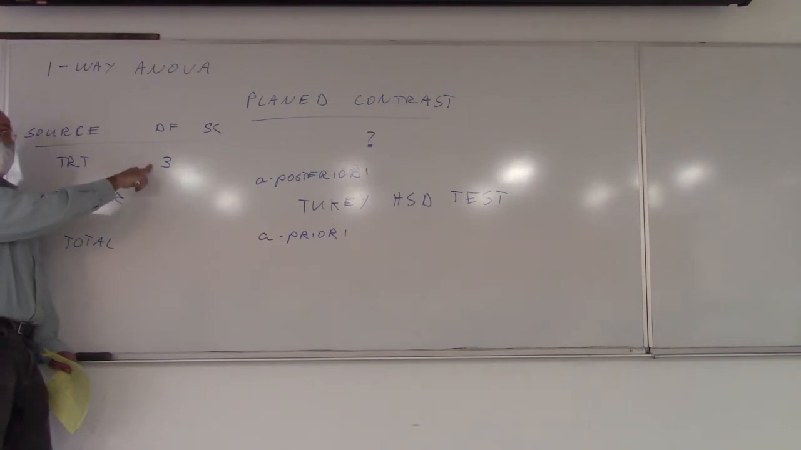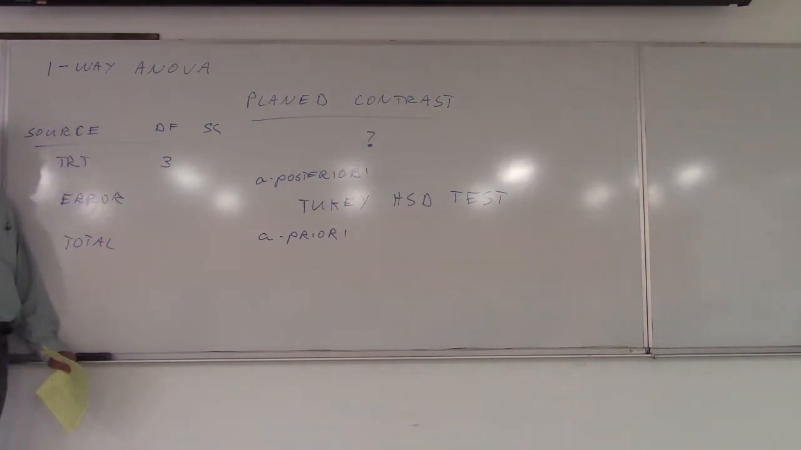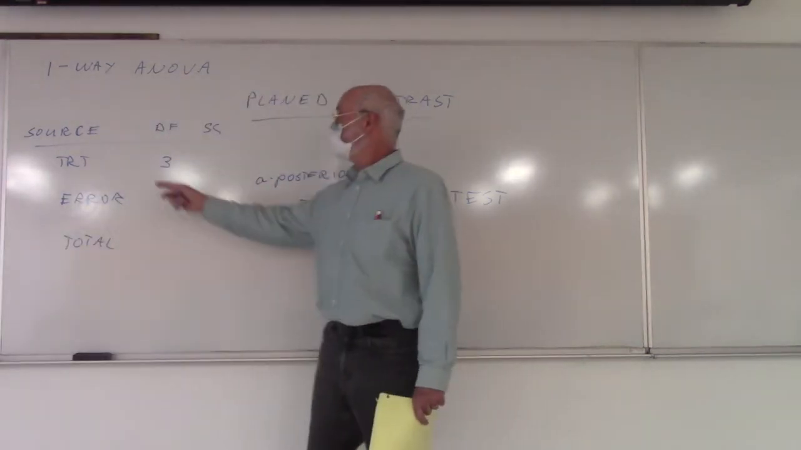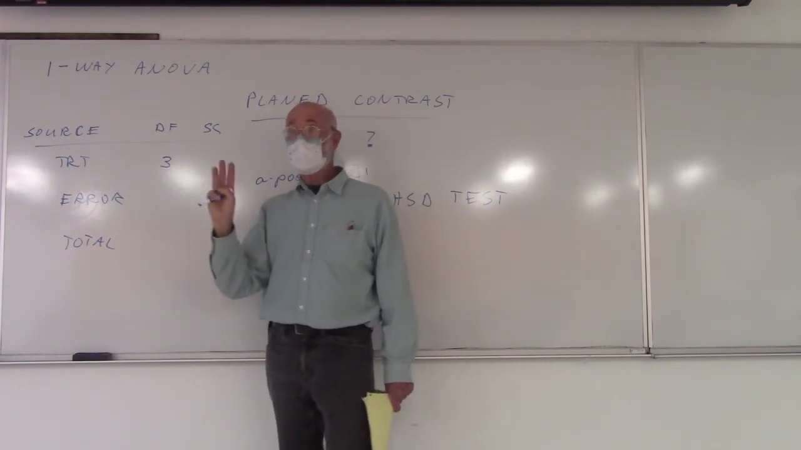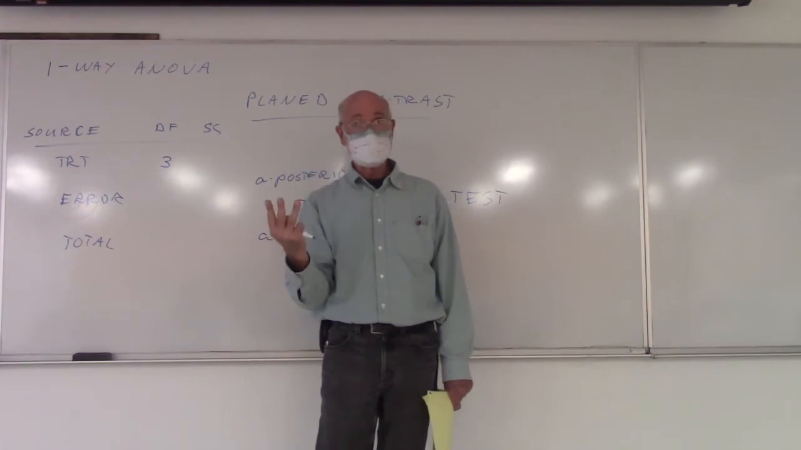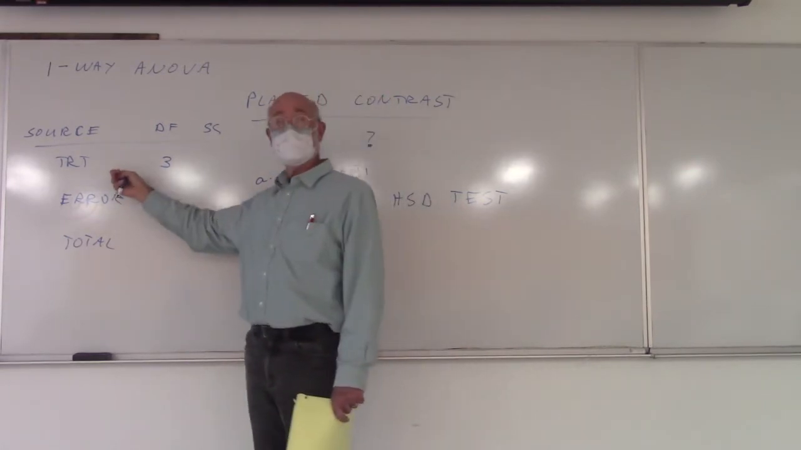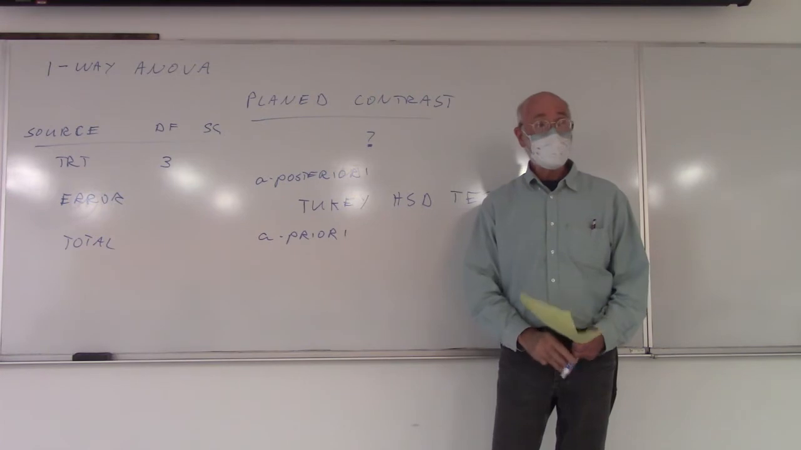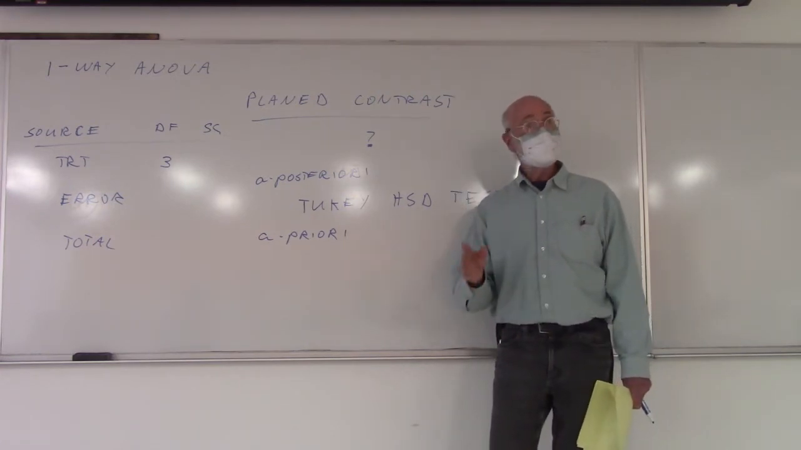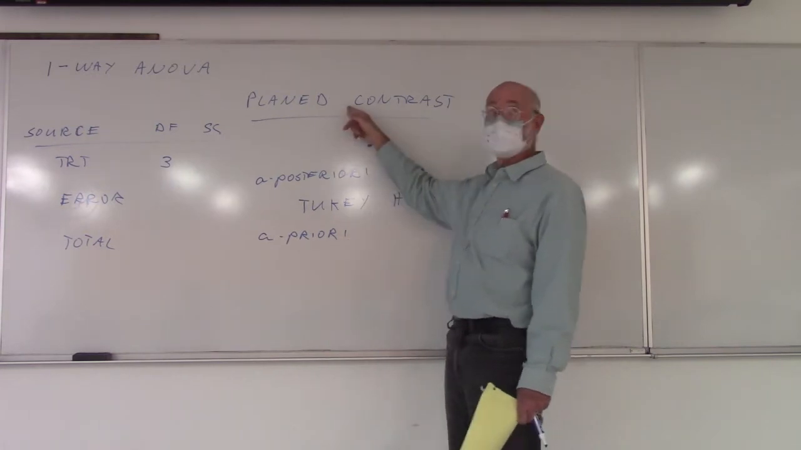Because it's additive, I can decompose that treatment into three separate orthogonal vectors. What does orthogonal mean? In a spatial sense, it means perpendicular. In statistics, it means independent. So I can decompose that treatment variable into three independent axes, which means I can test three independent hypotheses about treatments. That's my a priori test. The difficulty is it's going to require that I plan ahead. That's why it's called a planned contrast.